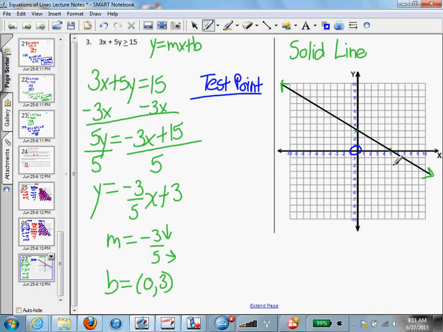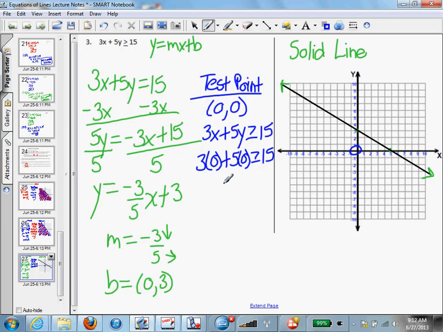Again, since 0, 0 is not a part of the line itself, let's use it as a test point. So we'll take our original inequality, 3x plus 5y is greater than or equal to 15. Let's take the x and y and replace those with the coordinate pair, replacing each with 0, so that's going to give us 3 times 0 is 0, plus 5 times 0 is 0. It's greater than or equal to 15, or 0 is greater than or equal to 15.